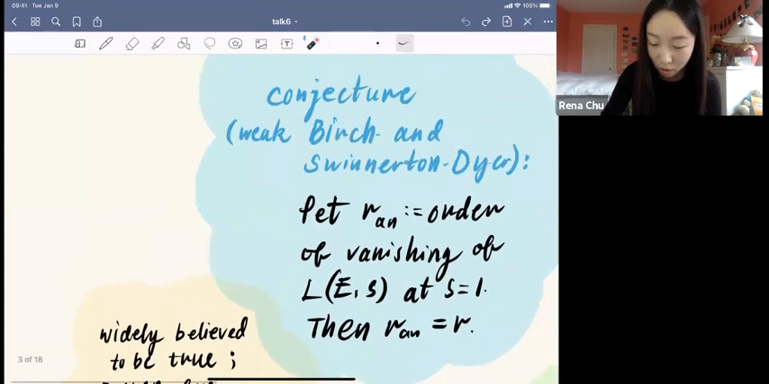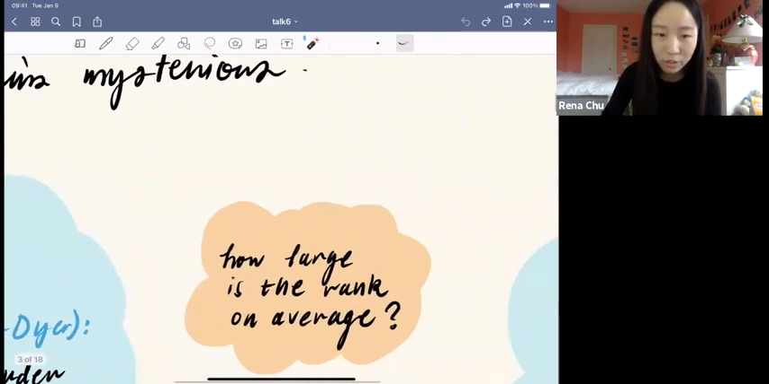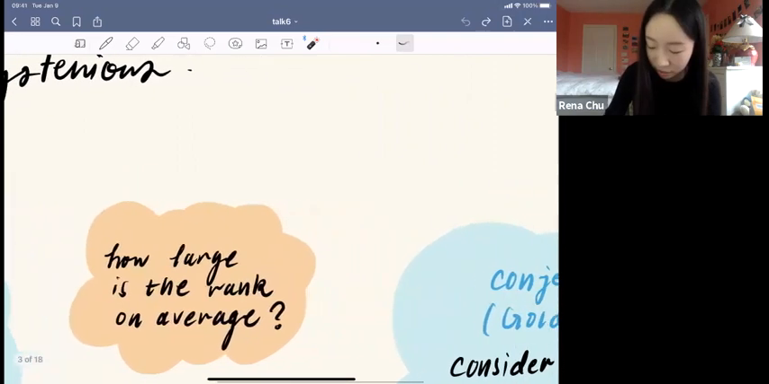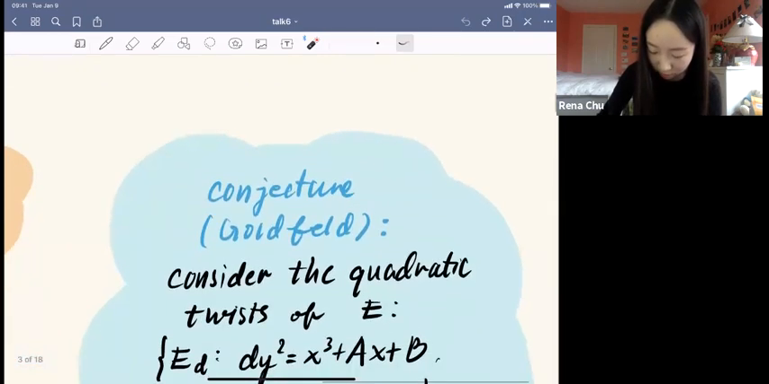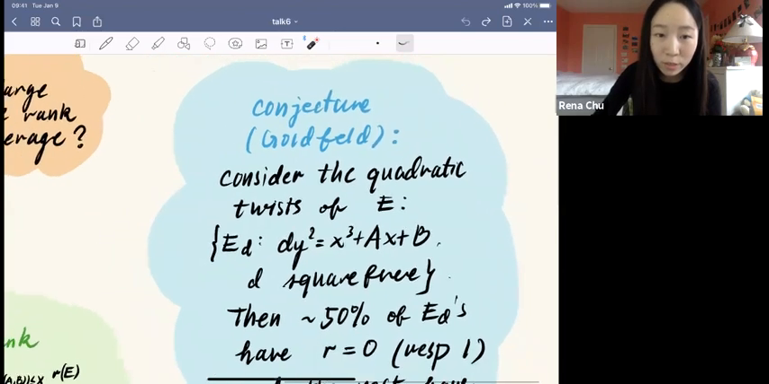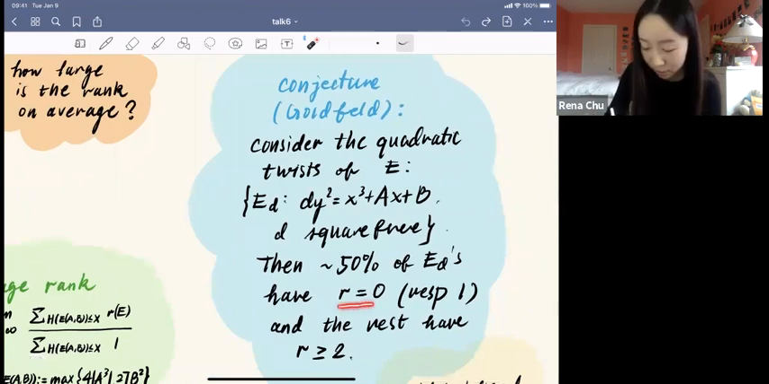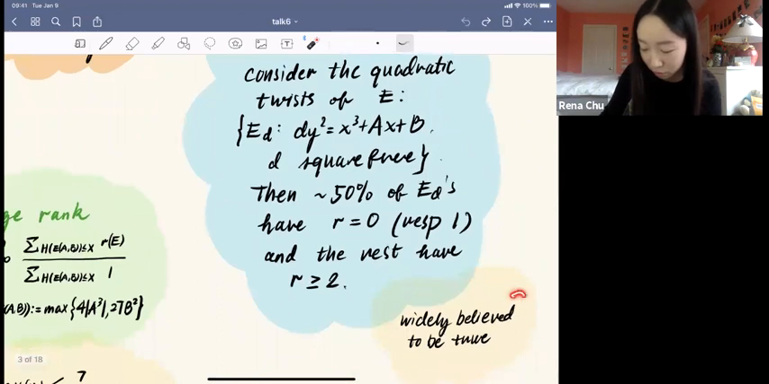So one question that we may ask about the rank is, how large is the rank on average? Another famous conjecture related to this question is the conjecture of Goldfeld, which states that if we consider all the quadratic twists of an elliptic curve, then around half of them have rank 0 and the other half have rank 1, leaving the rest having rank greater than or equal to 2. This conjecture is also widely believed to be true.